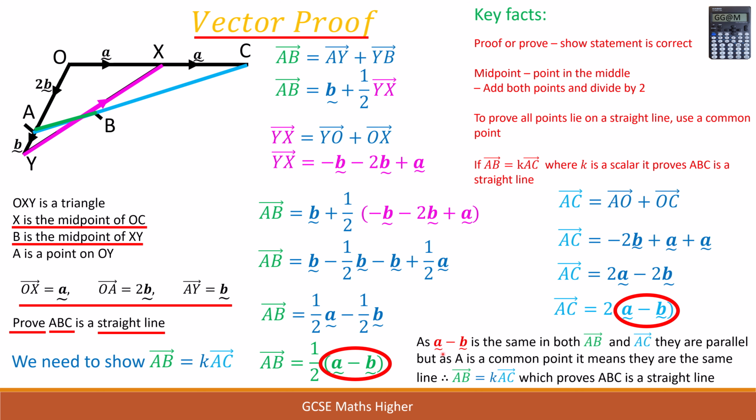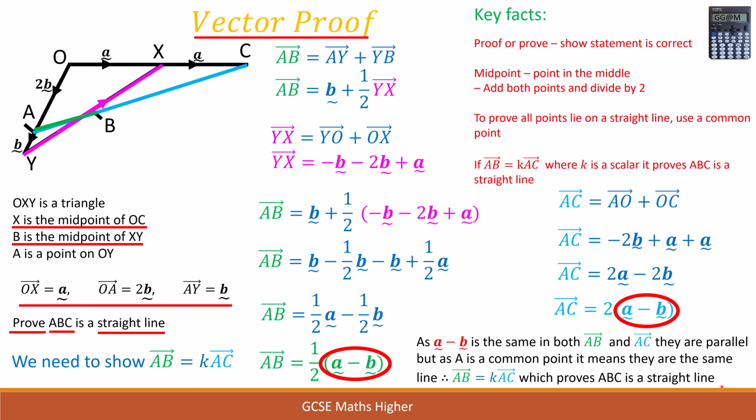Now, because A minus B is the same in both AB and AC, that means these two terms are parallel. But as A is a common point, it means they are exactly the same line. Therefore, AB is going to be some multiple of AC, which proves that ABC is in a straight line.